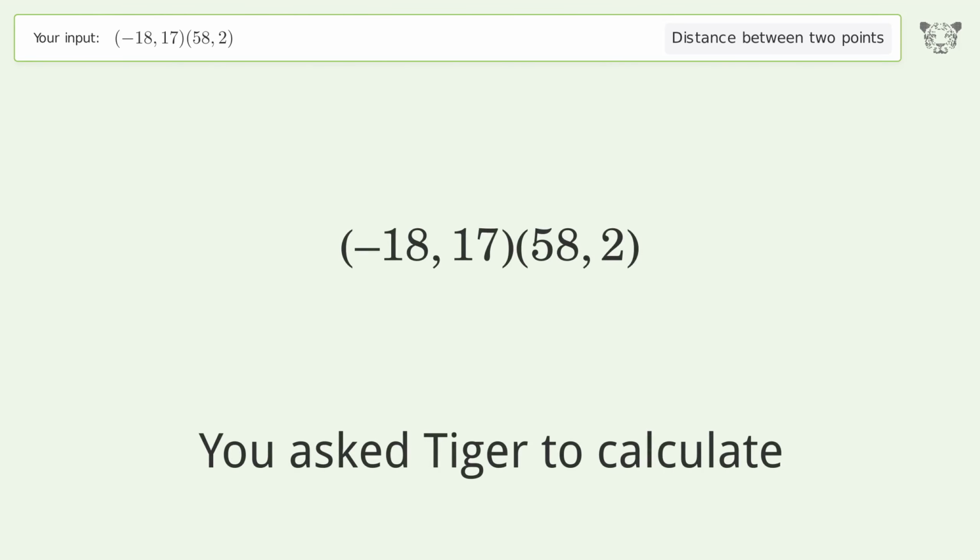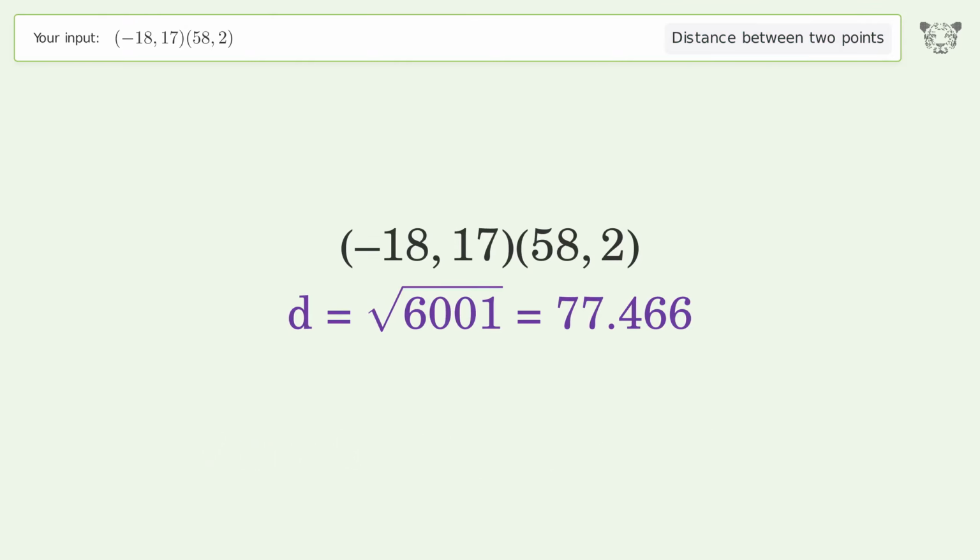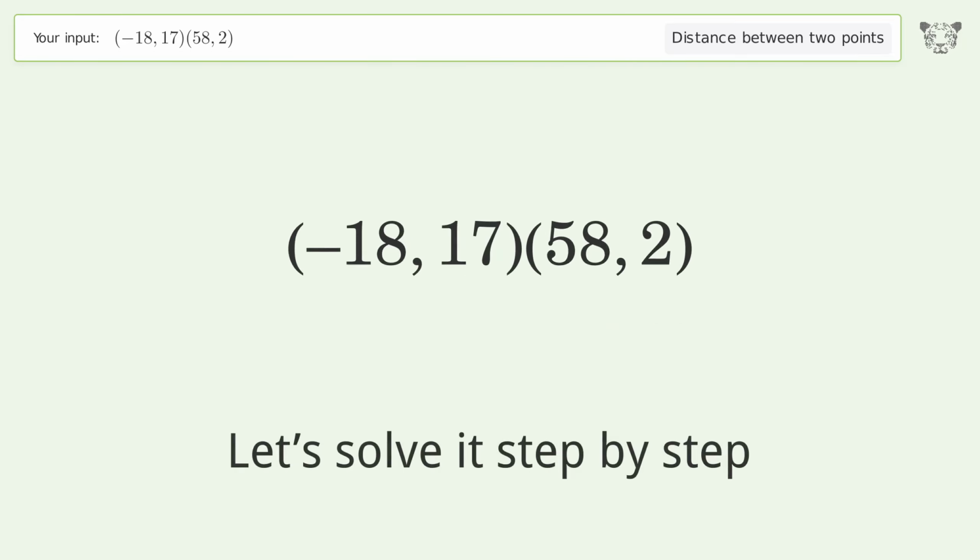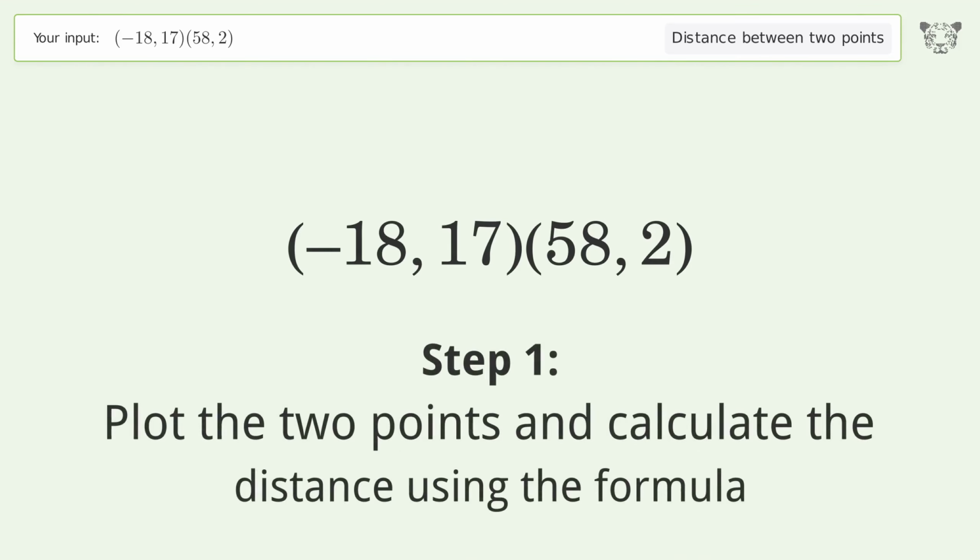You ask Tiger to calculate. This deals with the distance between 2 points. The distance between the 2 points is the square root of 6001, or 77.466. Let's solve it step by step. Plot the 2 points and calculate the distance using the formula.